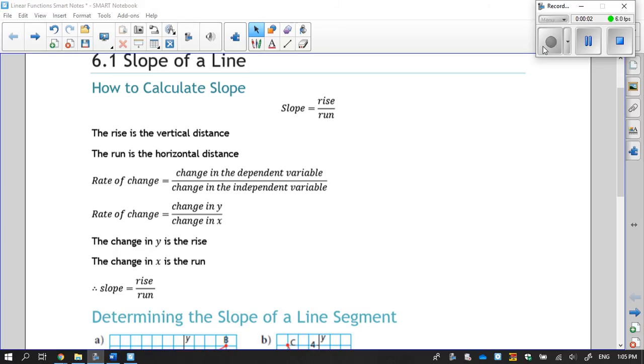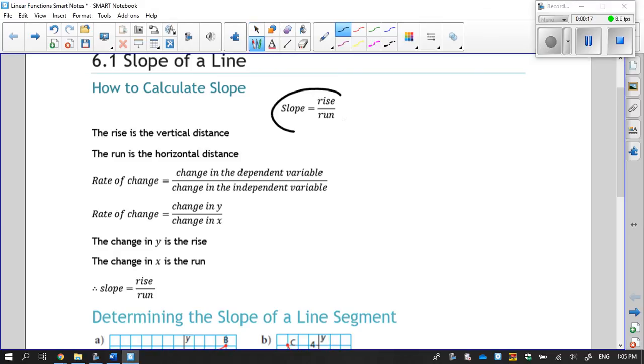All right, this is 6.1, slope of a line. We're going to learn how to calculate slope, how to determine slope, the different kinds of slope, and how to create lines with it. So to calculate slope, we worry about rise over run. That is very simply just the amount that you go up with the rise, and the run is the horizontal distance. This is very similar to the rate of change.